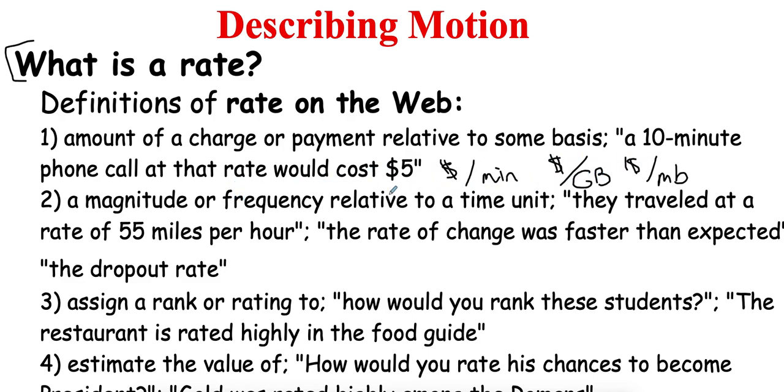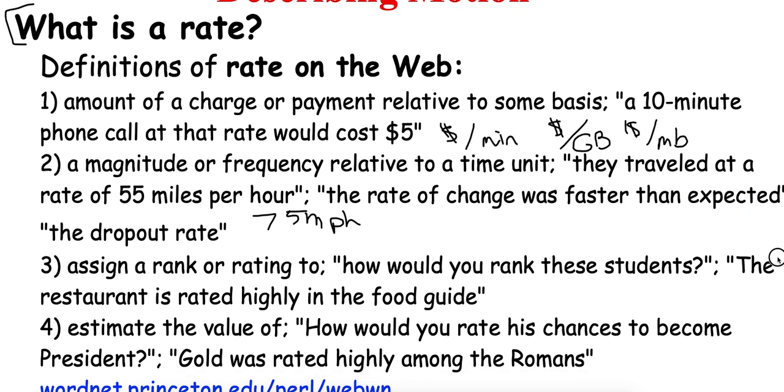Number two, a magnitude or frequency relative to a time unit. They traveled at a rate of 55 miles per hour. The rate of change was faster than expected. The dropout rate, something like that. Like interstate would be 75 miles per hour. So that would be a rate when you're driving. Dropout rate, think of statistics, maybe high school students or people dropping out of a race or something like that, or college students even. The rate of change was faster than expected, so that would just be rate in any kind of system.